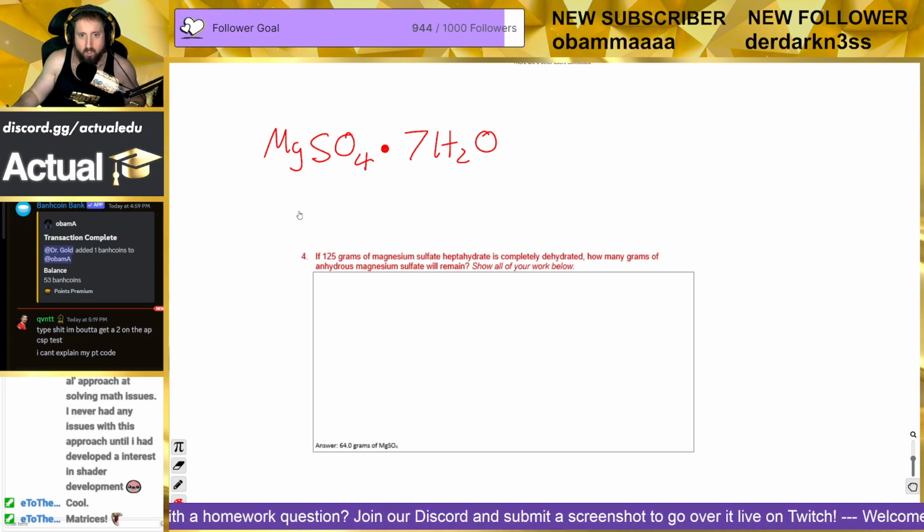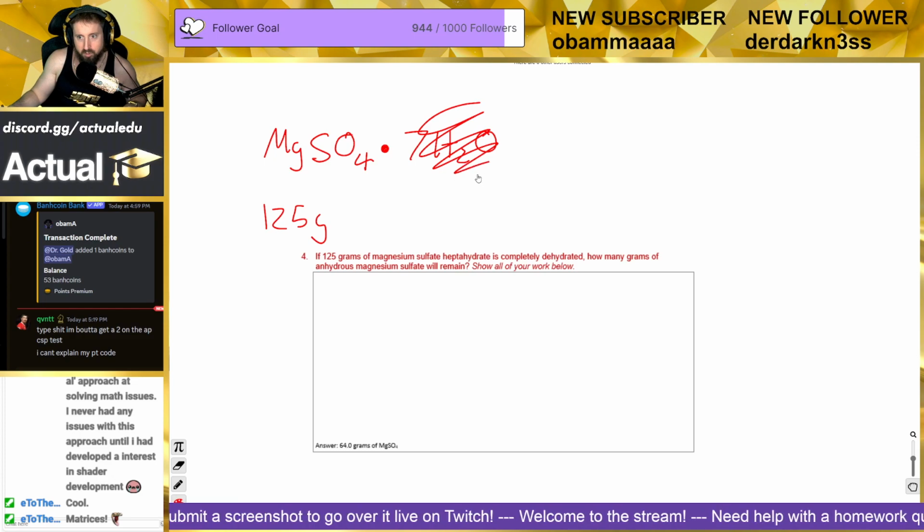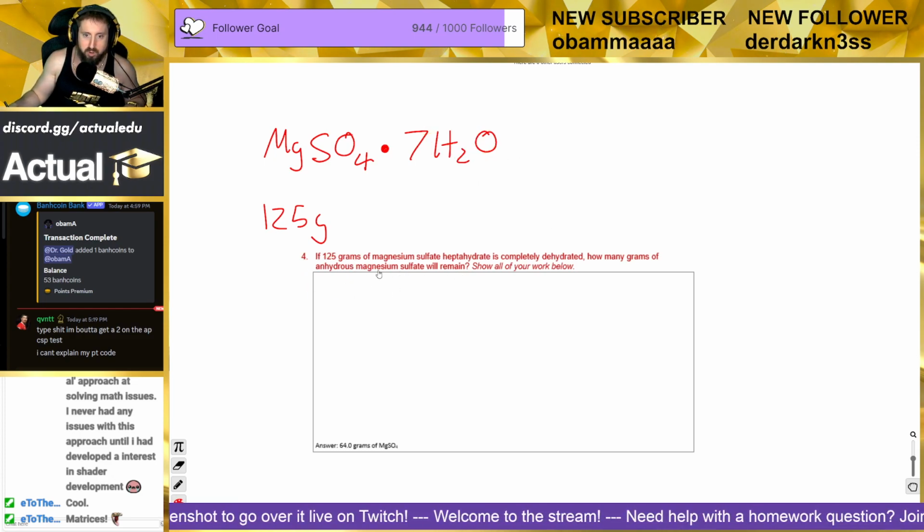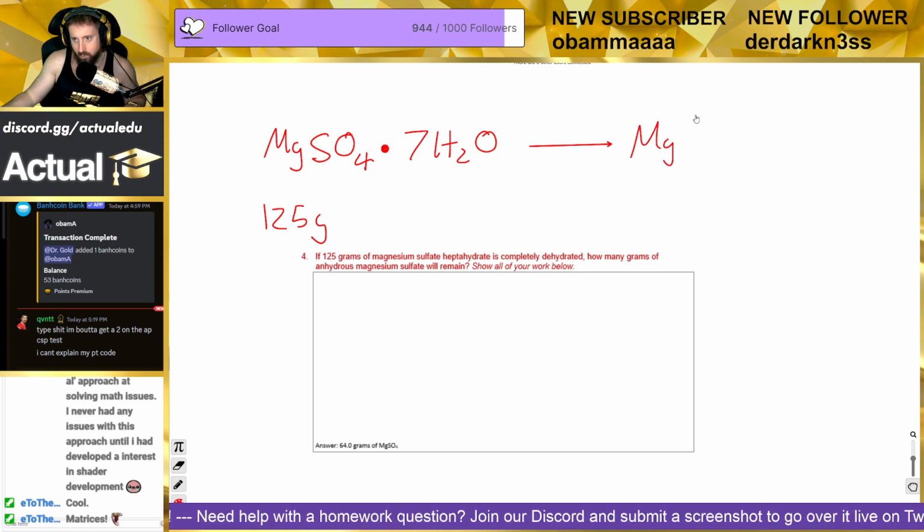Okay, and then we say we have 125 grams of this, right? But then it's dehydrated. Dehydrated means we remove all the H2O. This goes away, and we're left with anhydrous. Anhydrous means not hydrated, so there's no H2O attached to this. So then this becomes just straight MgSO4. And they want to know how many grams are here.